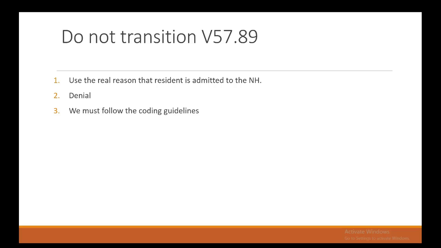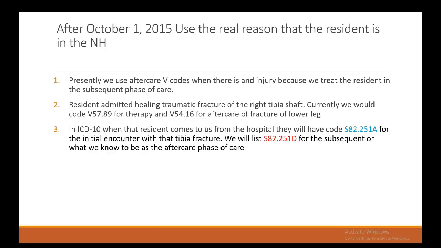We do not use those aftercare codes or those trauma codes as our main diagnoses anymore. Those V54 trauma codes as our main diagnoses anymore. We must adhere to the coding guidelines, and you all know the coding guidelines are in the front of your books. As right now, we still have those draft sets, but the coding guidelines are accurate. After October 1st, use the real reason for the resident's admission to the nursing home.